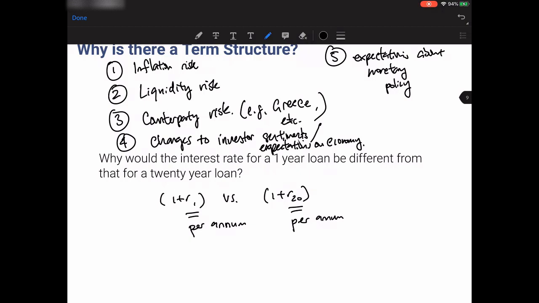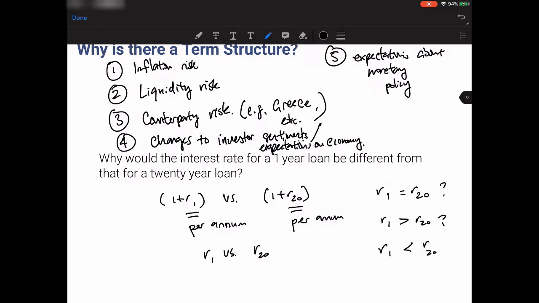Again, if 20 years out you think the economy is going to improve compared to 1 year out, then you're going to have differences again between R1 and R20. Lastly, expectations about monetary policy. Again, similarly, if you expect future changes in monetary policy, then you're going to have differences between R1 and R20. So R1 versus R20. Our assumption that we've been working with so far is that, in general, we should just assume R1 and R20 are the same. But in reality, that's not necessarily true. Most likely not true. In fact, we could have R1 greater than R20, or R1 less than R20. They're all possible.